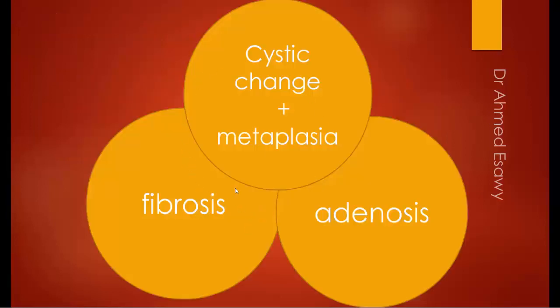Three hallmarks of fibrocystic change include cystic change plus metaplasia, fibrosis, and adenosis. These three components of fibrocystic change: cystic change plus fibrosis and adenosis.